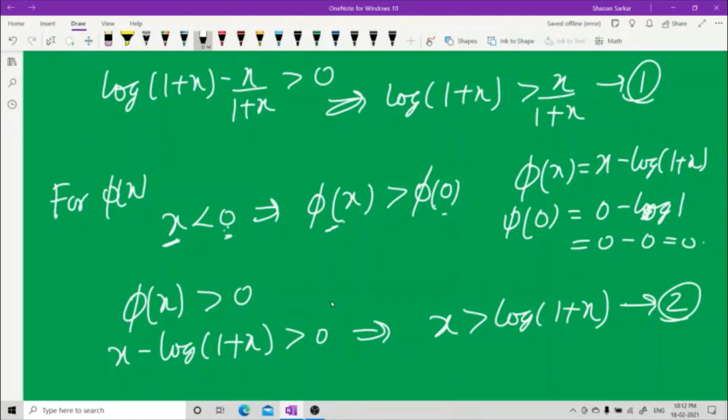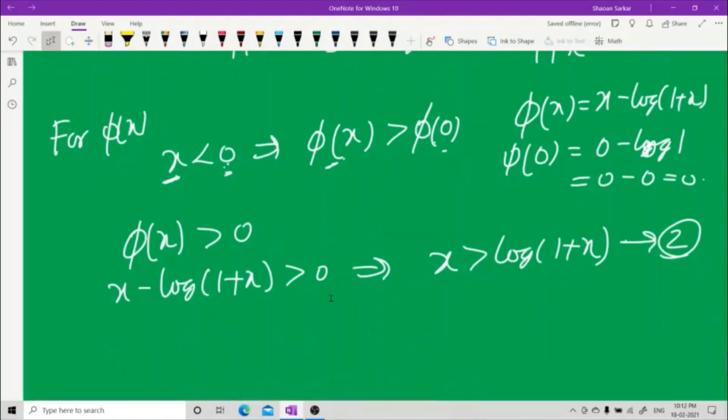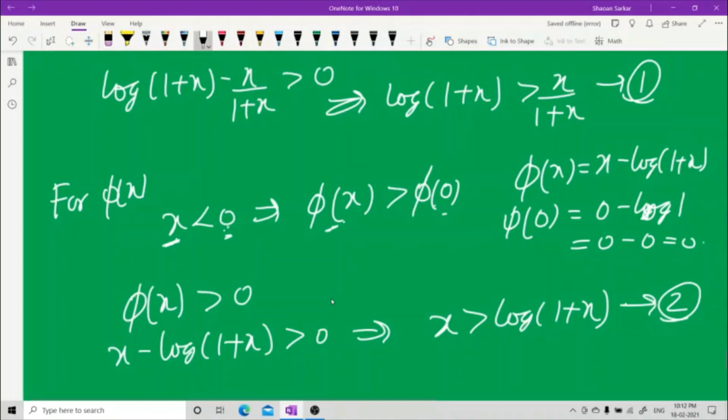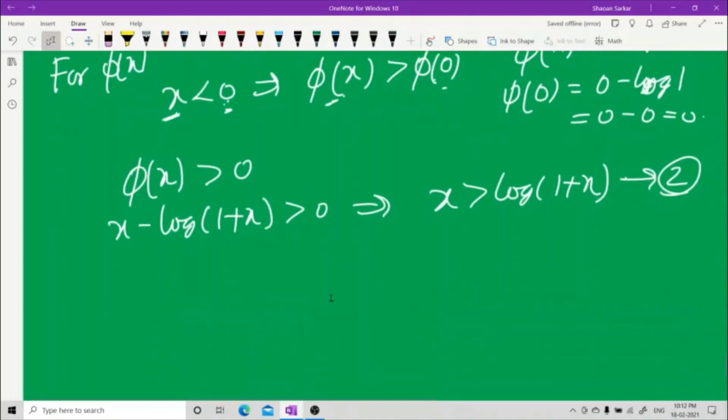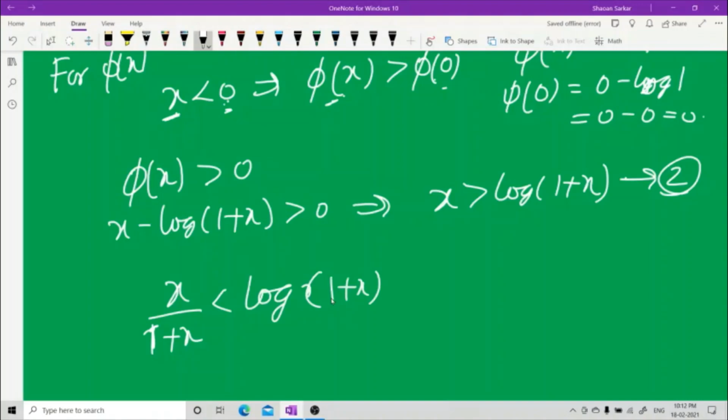So this is equation number 2. From equation 1 and 2, you see that x over 1 plus x comes from equation 1, and log(1 plus x) is in the middle, and from equation 2 you get less than x. That is how it has been proved.